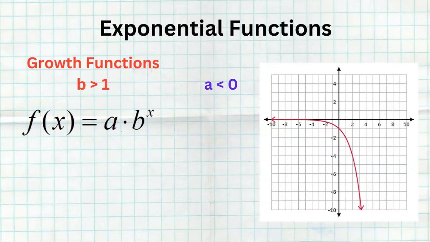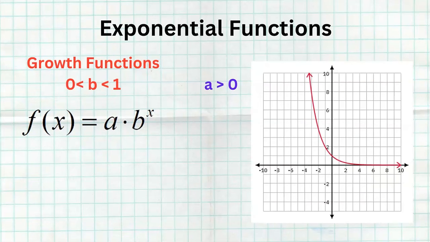Now, if that a value happens to be less than 0, that causes a reflection across the x-axis. This is still technically considered a growth function if your b value is greater than 1. But I look at it like this: we're growing, but we're growing in a negative direction. We're getting more and more negative. That's still growing because we're getting bigger in a negative direction, technically, but it has that reflection, so now it's going like this. Now we see that this is concave down, so we have a rate of change that's decreasing. The rate of change is getting more and more negative, and when your rate of change is getting more and more negative, you're going to be concave down. Hopefully that graph makes sense as well.